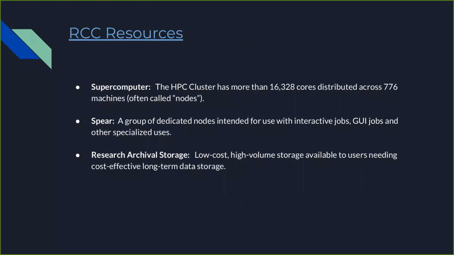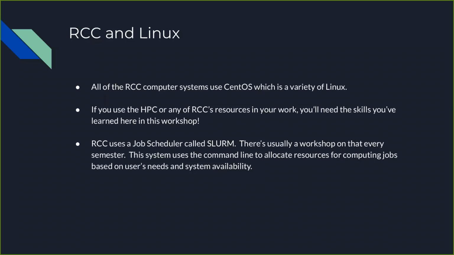So we have the supercomputer, which currently has, I think, more than 16,000 cores right now. We've got close to 800 nodes. We've got the Spear machines, which are dedicated nodes intended for interactive jobs. And we've got research archival storage, which is basically you can get terabytes upon terabytes of storage for a relatively low cost, and that's really useful for research groups that are going to generate huge amounts of data and need a place to store it.